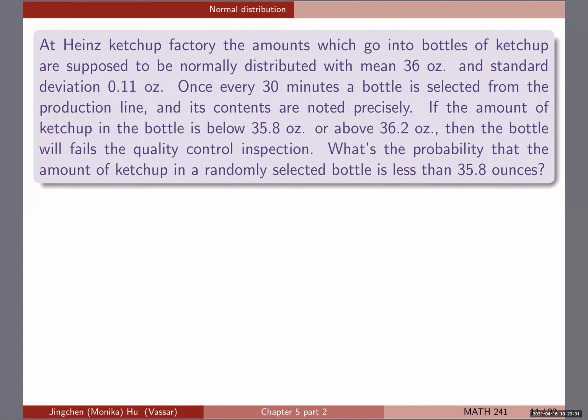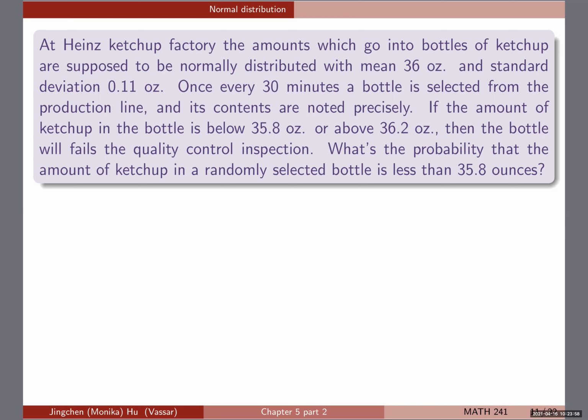Once every 30 minutes, a bottle is selected from the production line and its contents are noted precisely. If the amount of ketchup in the bottle is below 35.8 ounce or above 36.2 ounce, then the bottle will fail the quality control inspection. What is the probability that the amount of ketchup in a randomly selected bottle is less than 35.8 ounce?